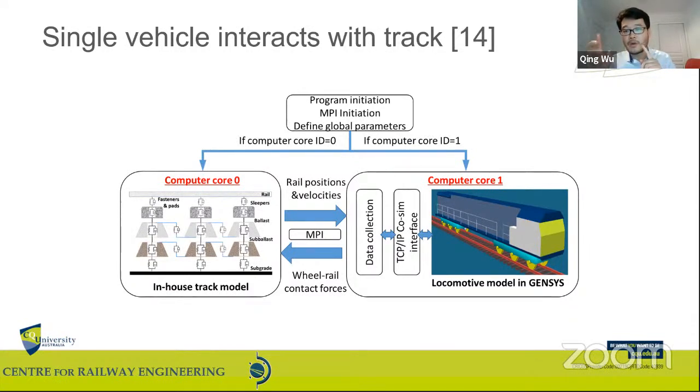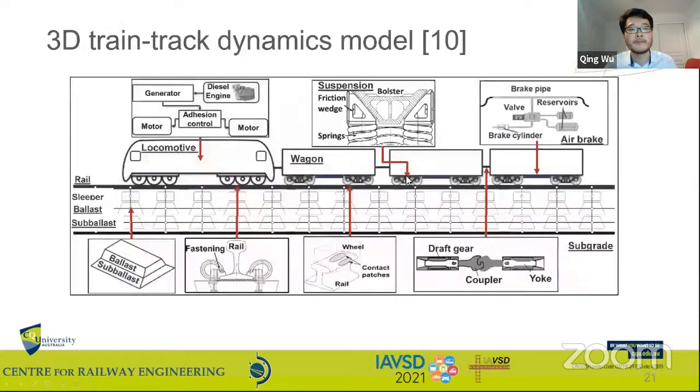Like I mentioned before, the wheel force will be used in the track model to move the rail. Then the rail position will be passed to the vehicle model, which then changes the force in the vehicle model. So as an automobile drives on the road, the automobile will change the road, and the road will also change the dynamics of the vehicle. That is an interacting process. That's why we are doing co-simulations here.